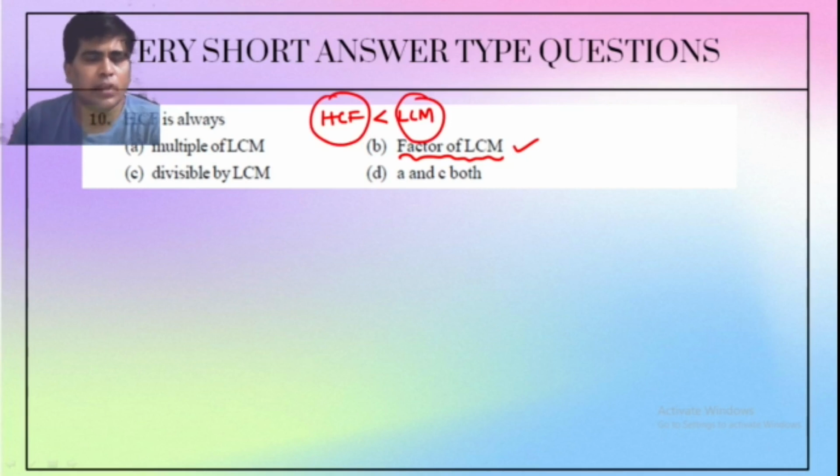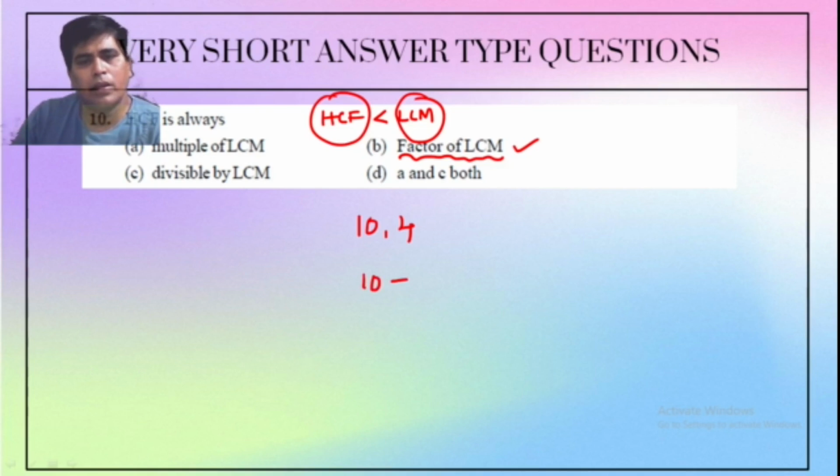So we'll check this one. With one counter example, we can take it. So I can take 10 comma 4. I will find the HCF of 10 comma 4 and the LCM of 10 comma 4. So what will we get, we'll see.